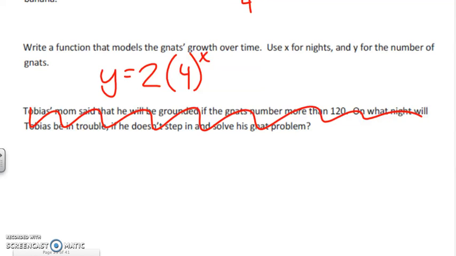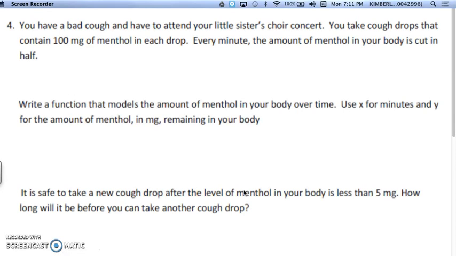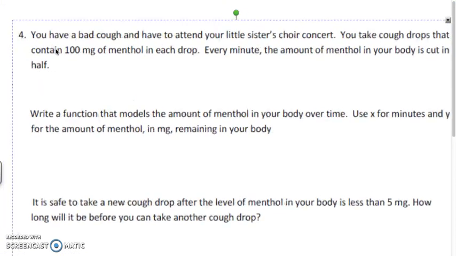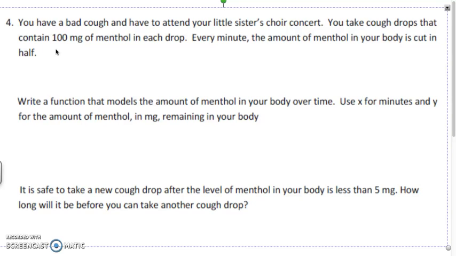So let's turn the page and take a look at some other examples. Number 4, it says you have a bad cough and attended your little sister's quiet concert. You take cough drops that contain 100 milligrams of methanol each drop. So that is probably important.